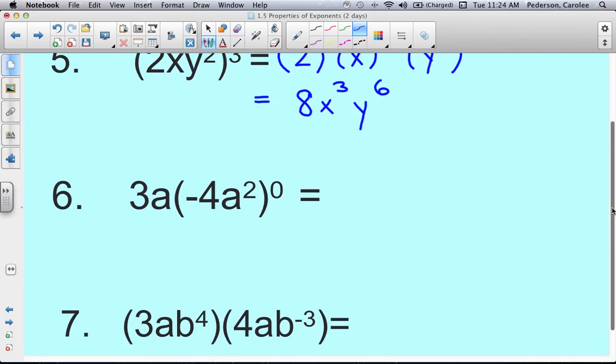Example 6, 3a times negative 4a squared to the 0. Well, this piece, anything raised to the 0 power is 1. Anything raised to the 0 power is 1. Well, then 3 times 1 is 3, and then a. So that one goes pretty fast.